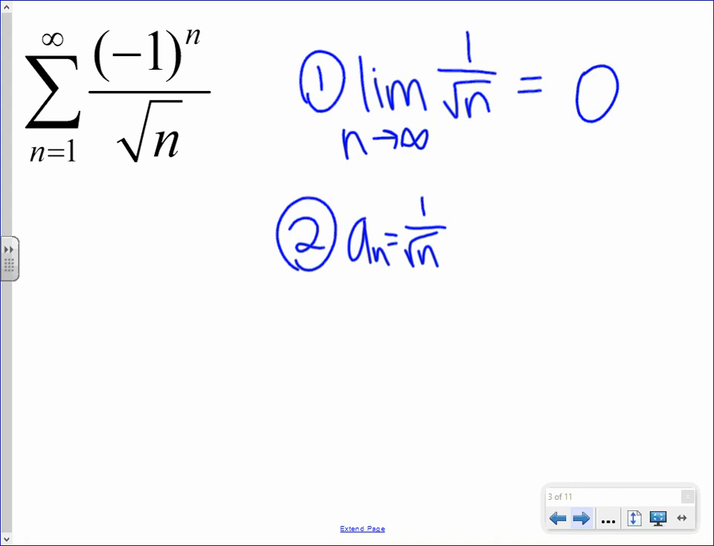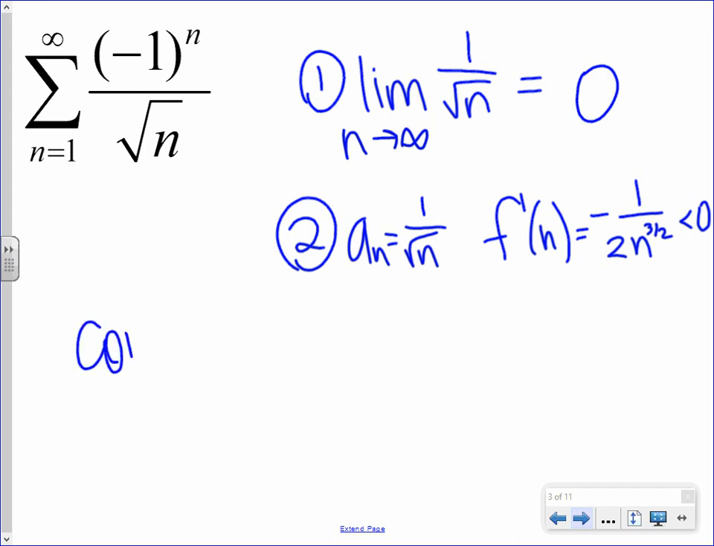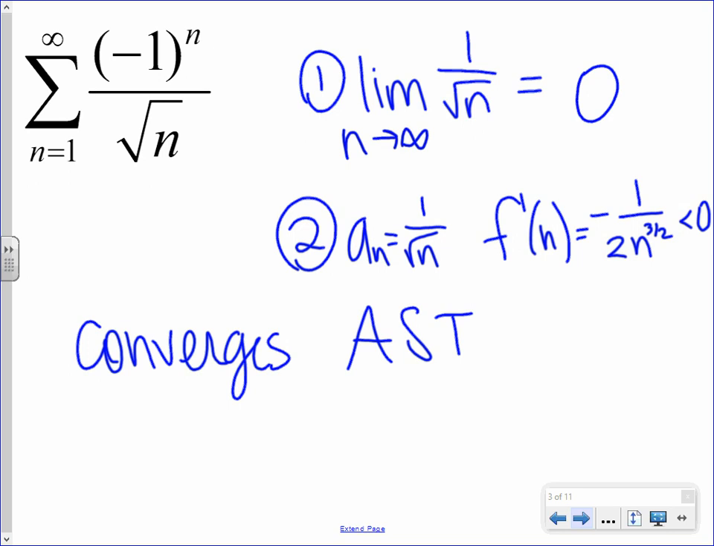What would you like to use to test for decreasing? Derivative. Okay. Now I need to get my sentence out before you tell me. All right, and that would be negative 1 over 2 n to the 3/2, which is always less than 0. Yes, it is. Therefore, it converges based on the alternating series test. Okay.